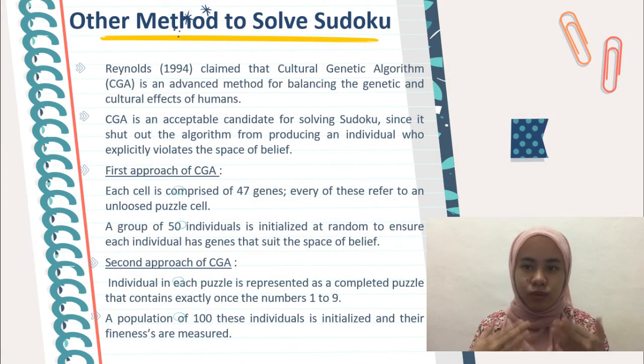The other method to solve Sudoku problems. Reynolds in 1994 claimed that the cultural genetic algorithm is an advanced method for balancing the genetic and cultural effect of humans. CGA is an acceptable candidate for solving a Sudoku, since it stops the algorithm from producing an individual who explicitly violates the space of belief.